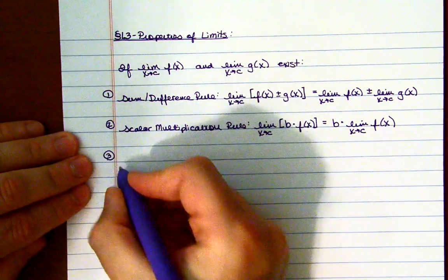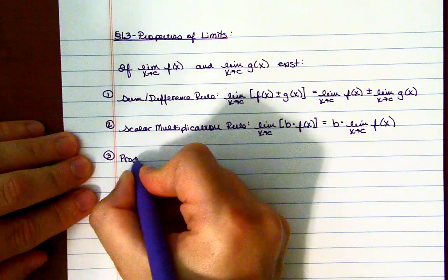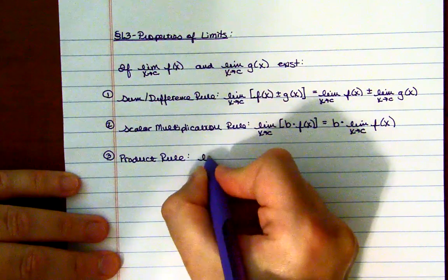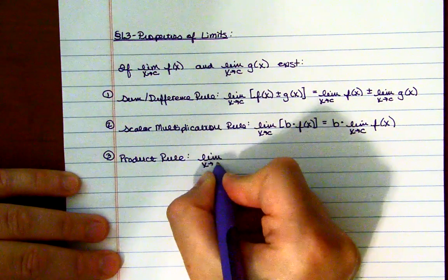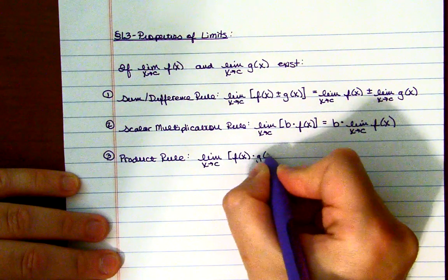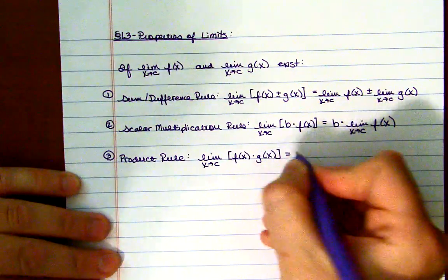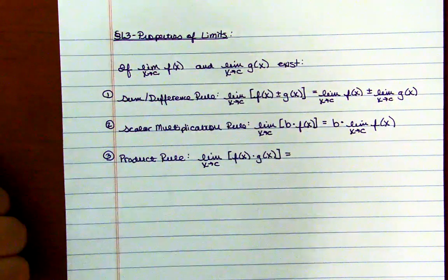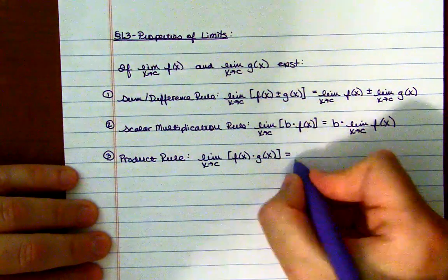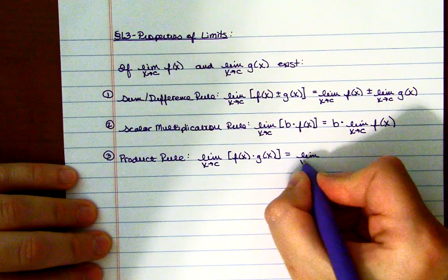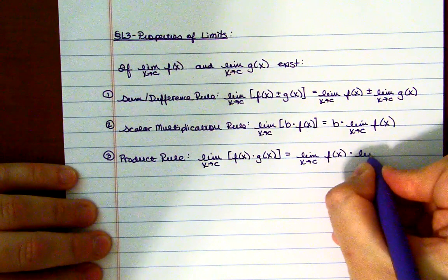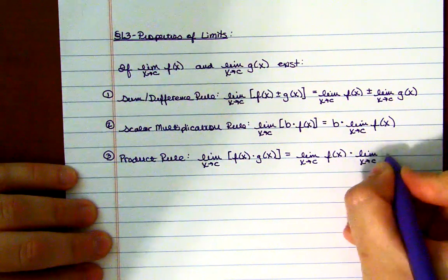Well, then I have a product rule. My product rule says the limit as x approaches c of f of x times g of x equals, well, it's exactly what you probably thought it was going to be. If I have a product inside of a limit, I can do the limit of the first one times the limit of the second one and get the limit as x approaches c of f of x times the limit as x approaches c of g of x.